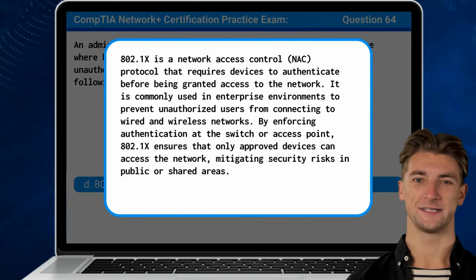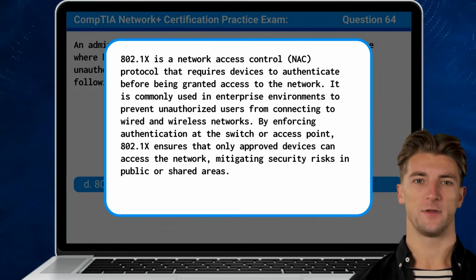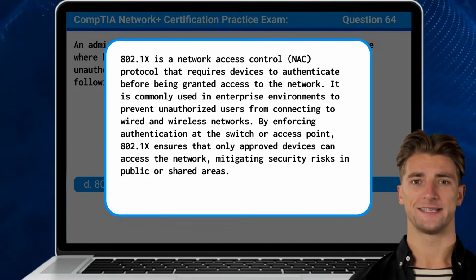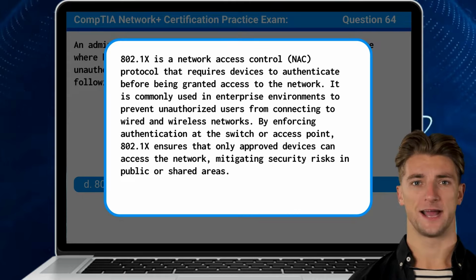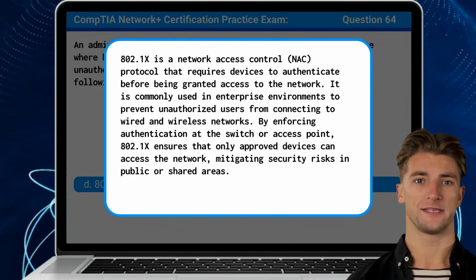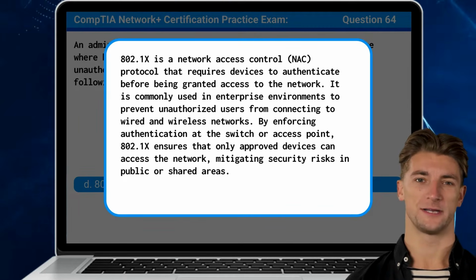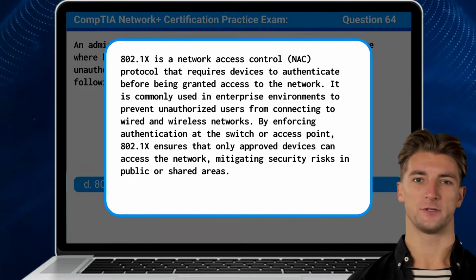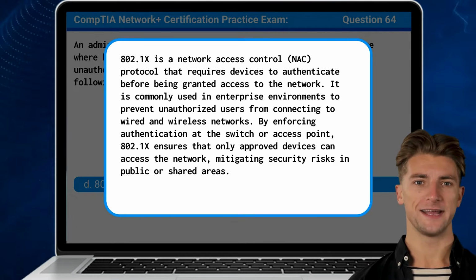802.1X is a network access control protocol that requires devices to authenticate before being granted access to the network. It is commonly used in enterprise environments to prevent unauthorized users from connecting to wired and wireless networks. By enforcing authentication at the switch or access point, 802.1X ensures that only approved devices can access the network, mitigating security risks in public or shared areas.